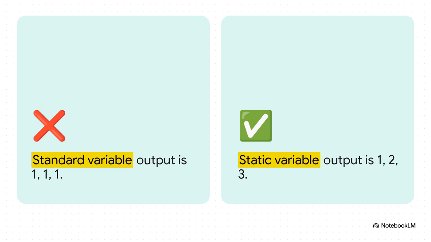But if you add one magical little keyword, static, everything changes. Now that variable persists in memory. It perfectly remembers its state across multiple function calls, counting 1, 2, 3. Without static, your program has amnesia. With static, it has perfect memory.